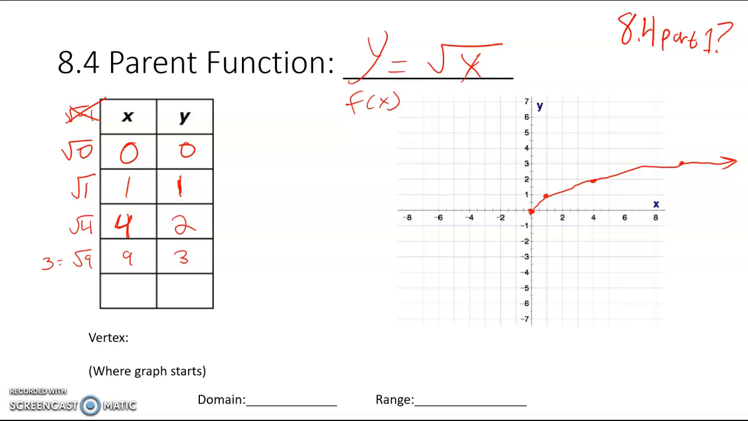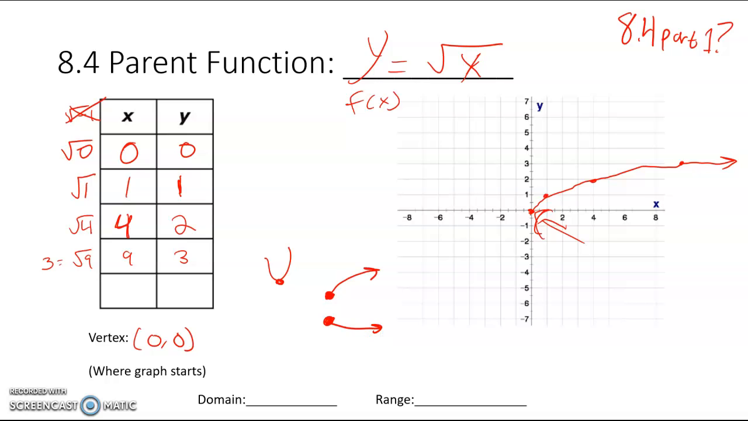Now, a couple things for the parent function, just looking at it. First of all, vertex. What is the vertex of this square root function? Well, it's essentially, where does the graph start? What's the point of origin for the vertex? It just so happens that in this problem, the graph starts at 0, 0 for the vertex. Most of the time when we think of vertex, it looks something like this. But in this case, it's essentially a starting point, and it's going to look something like that. Or as we'll see, it might even look something like this, but we'll get to that in a second.